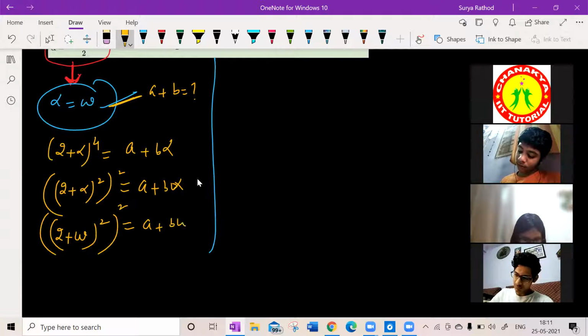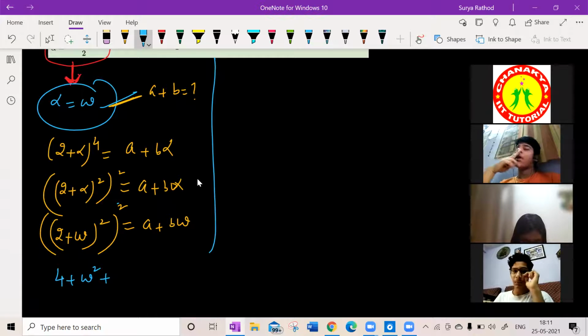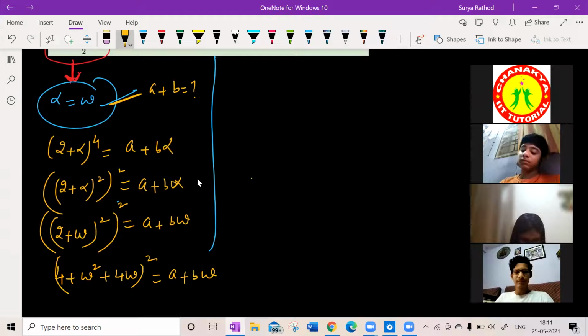A + bω. Now look at this here. First let us solve the inside part, the bracket. Always try to solve the bracket first. Whatever expression we have inside, let us simplify that first of all, then go for the other power. So the square gives 4ω² plus 2 times ω, which can be written as (4ω²)² times (a + bω). This is what I can write here. Isn't it, guys? Any doubts? No, sir.